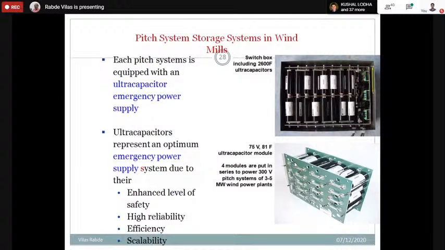So most of the windmill manufacturers now have come out with a model using supercapacitors. It's a 75 volt, 81 farad module for every blade, and most of the problems are resolved because of the application of supercapacitors, because pitch control requirements are for very few minutes.